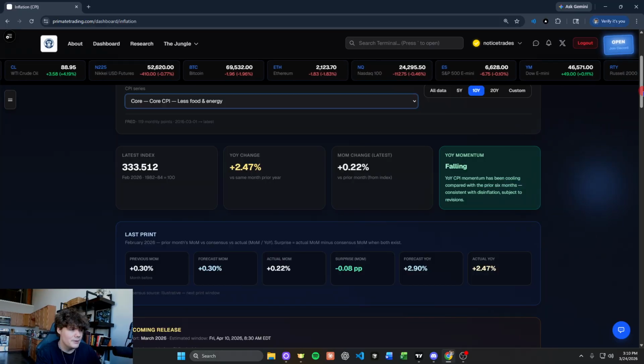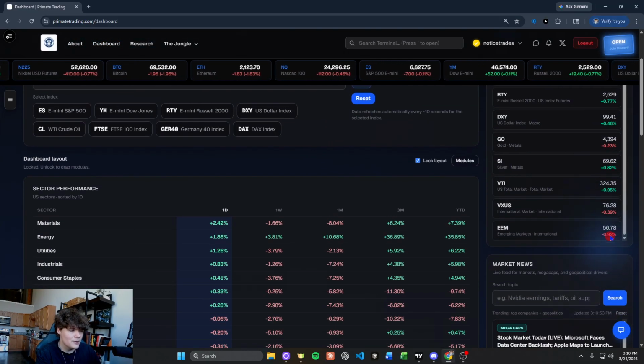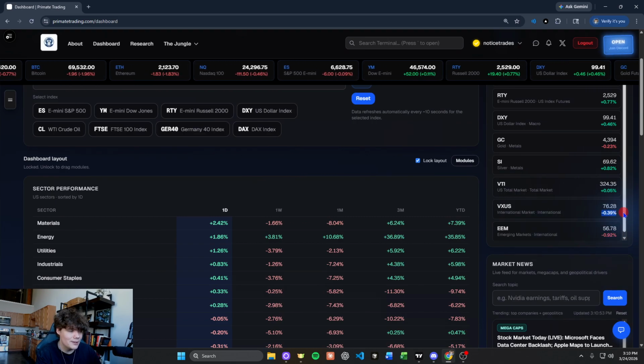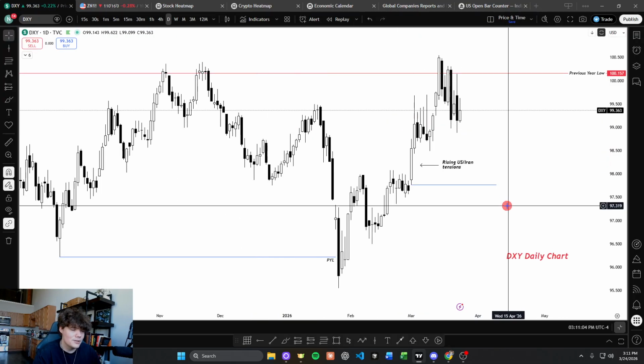Emerging markets is something to pay attention to as well. And we can see here today, emerging markets down, though, on the day 0.9%. International markets down 0.39%. That has a lot to do with the dollar index. So if we pull up the dollar index, here's kind of my chart I'm looking at on the dollar index. And this is something I posted in the report as well.